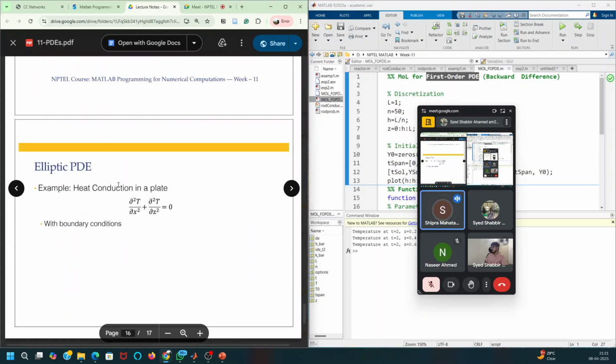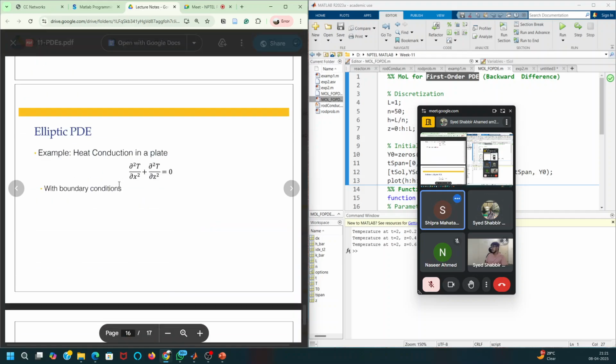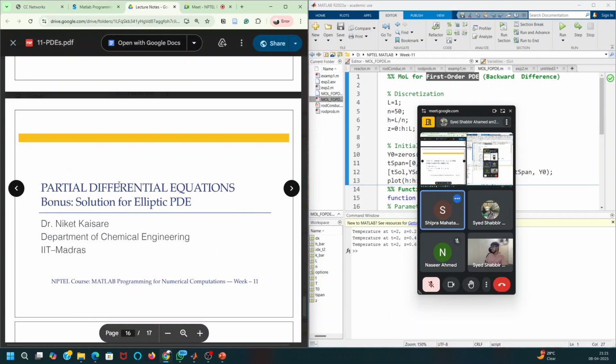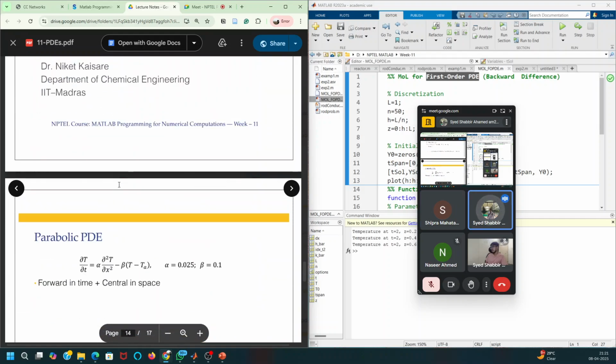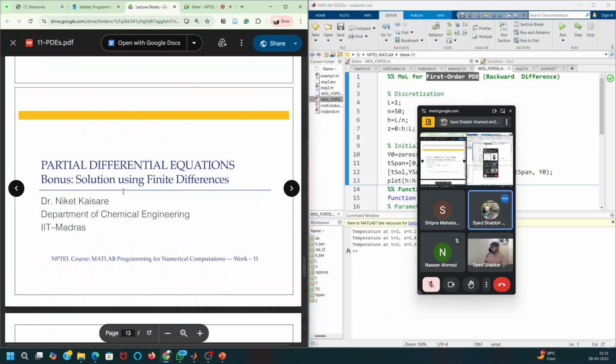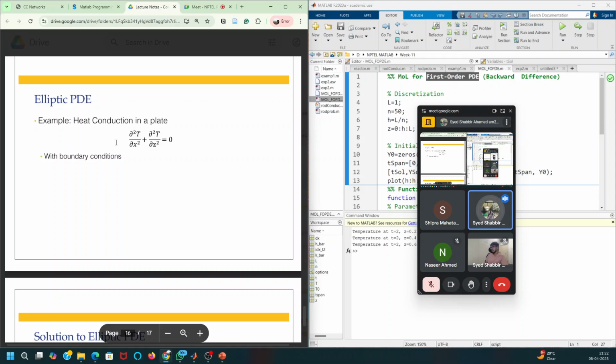Sir, then when should one use the first type and the second type? If you have time dependent equations, like if you have t, then you go for method of lines. If there is no time dependence, then you use the other approach.